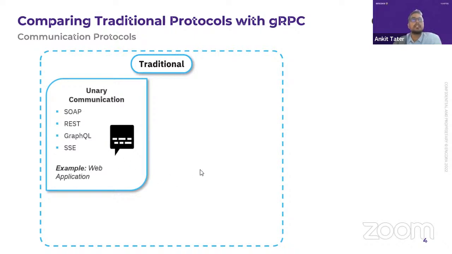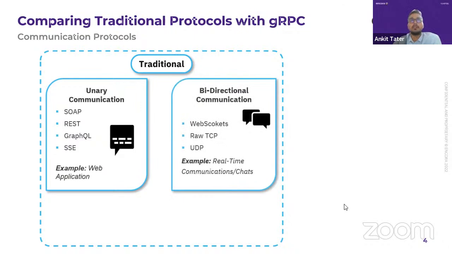Next, we have bidirectional communications, right? These are the kinds of protocols which help you to communicate in two ways. You can communicate from client to server, or the server can communicate with the client. So it's a bidirectional, two-way communication, we can say.